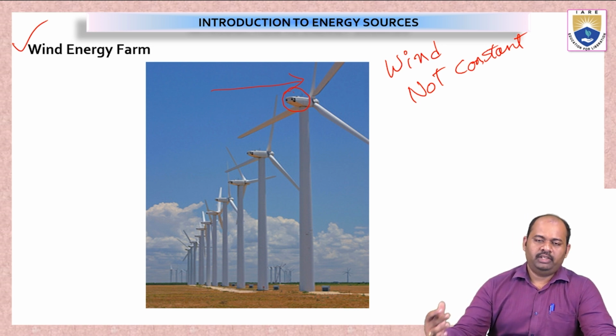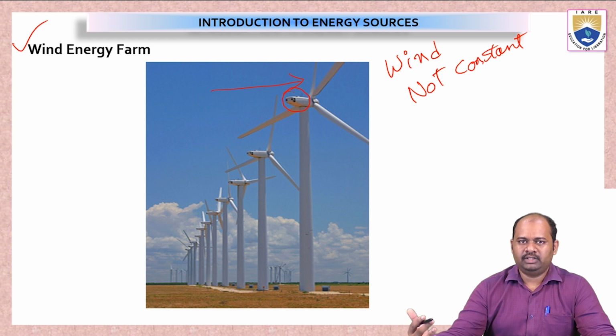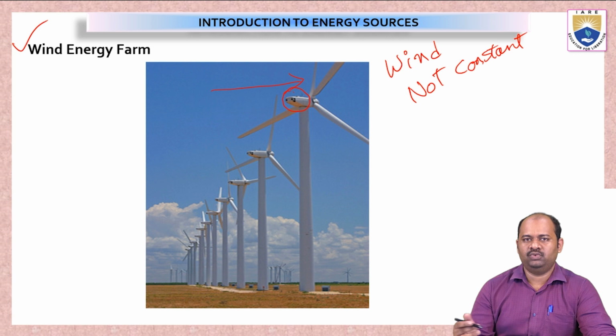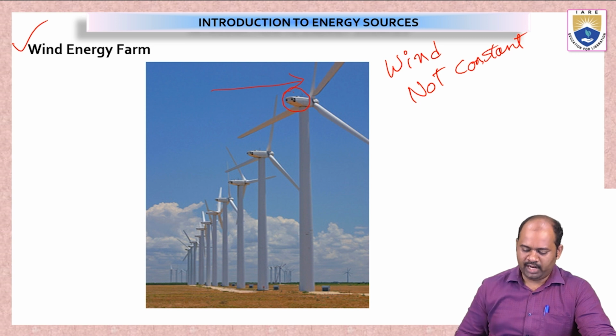So whenever there is a continuous flow of air in some areas around the world, these places are selected for fixing the wind farm, where we can produce electricity, not around the clock, but at least during some hours of the day. This electricity can be used for immediate consumption, or it can be stored in batteries, so we can use the battery when we need energy.